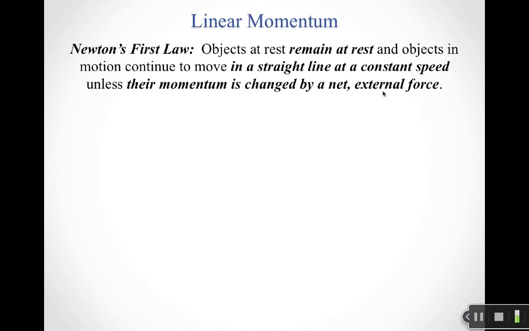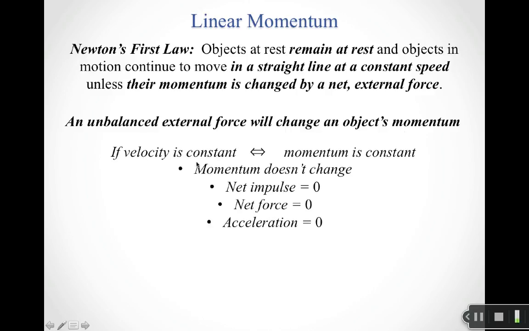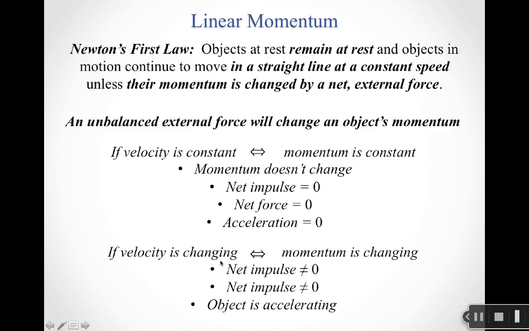So we'll emphasize external forces when we talk about them in class, but basically what this tells us is that an unbalanced external force, which simply means external forces that don't cancel themselves out, will change an object's momentum. If you have a net force that isn't zero, then that's going to act to change the object's momentum. So if the velocity is constant, that means the momentum is constant, which means the momentum doesn't change, which tells you that your net impulse is zero, which tells you that the net force is zero, which tells you that you have no acceleration acting on your object.